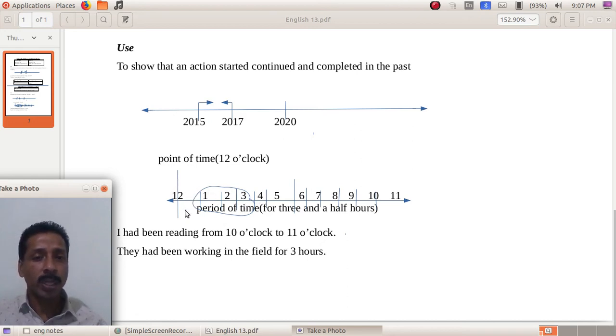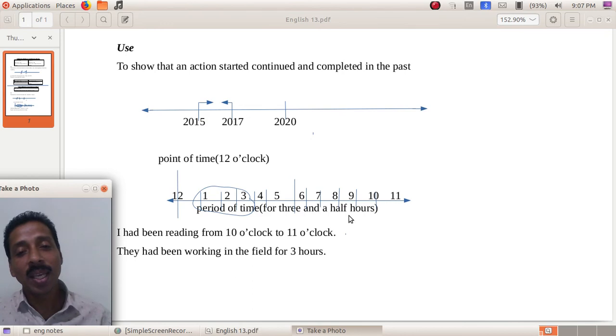This is only one point. Likewise, there are different points in this timeline. But if you take some of the points of time together, it will become a period of time. Got the idea? Okay, there is nothing to be worried of.